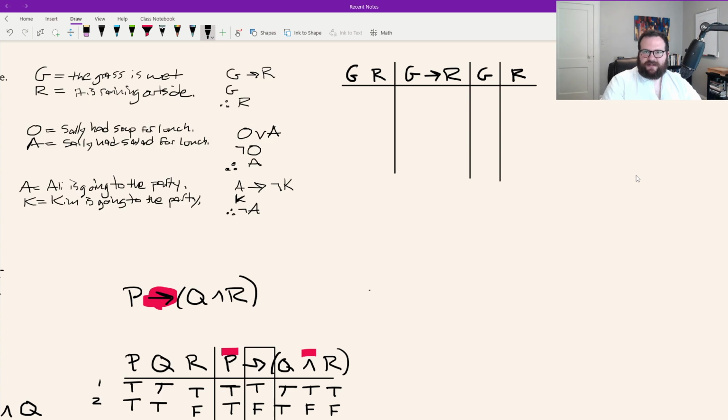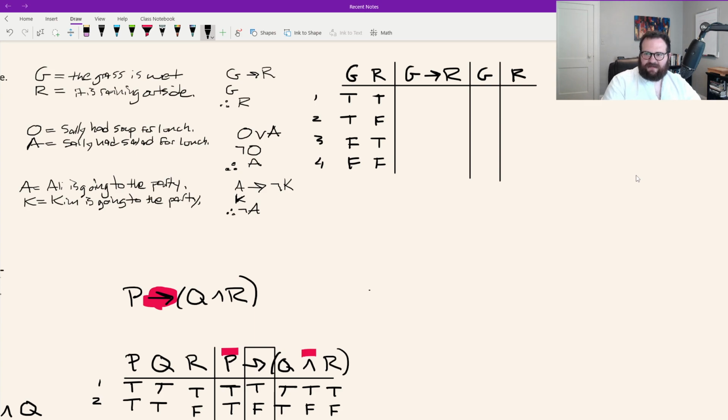We have two sentence letters. How many rows do we need? It's going to be 4, right? So it's going to look like this. True, false, true, false, true, true, false, false. That's 1, 2, 3, and 4.